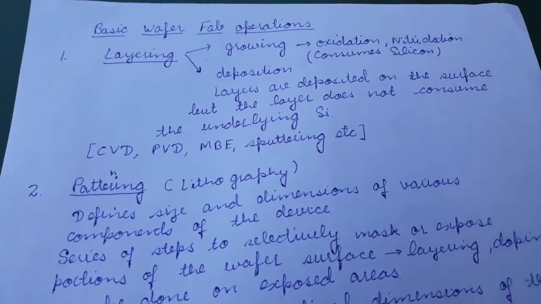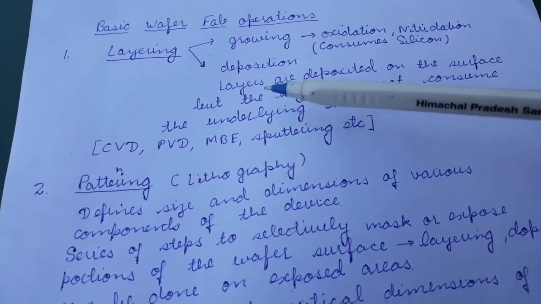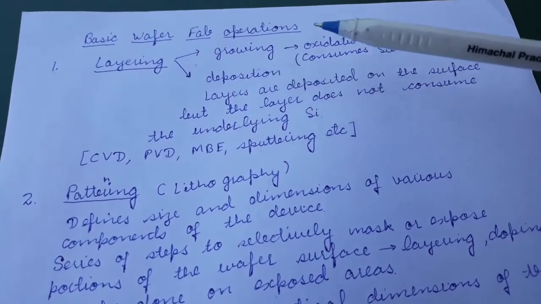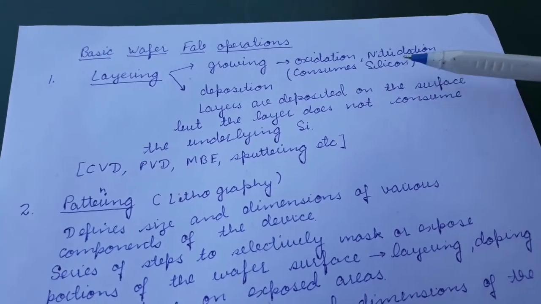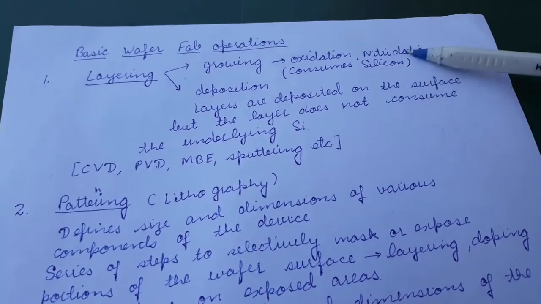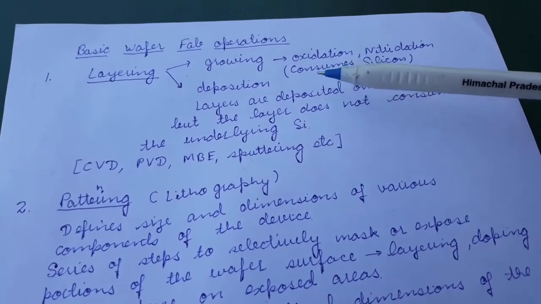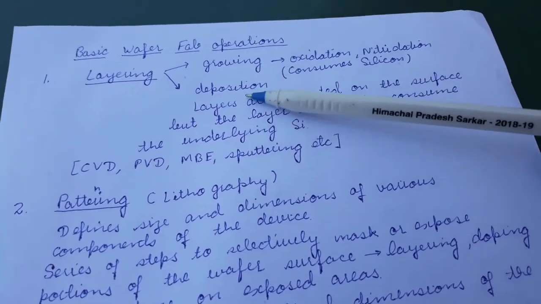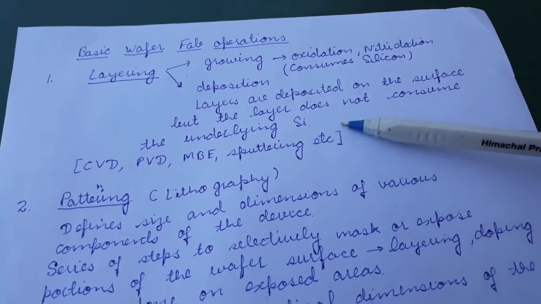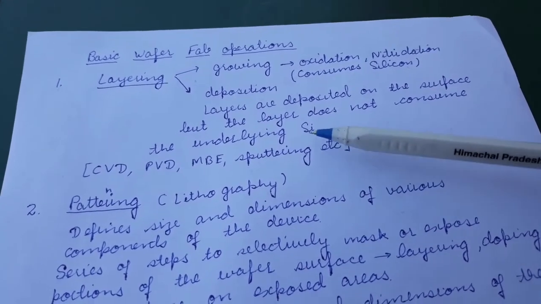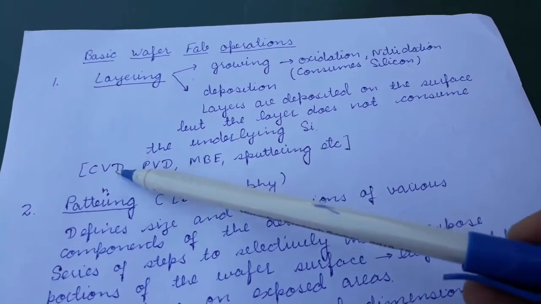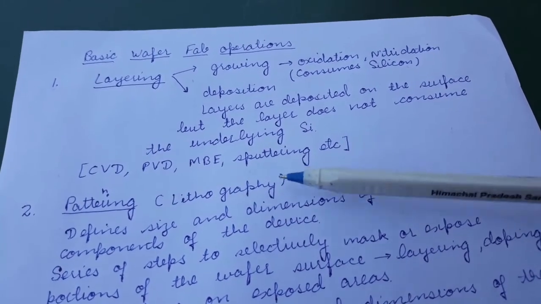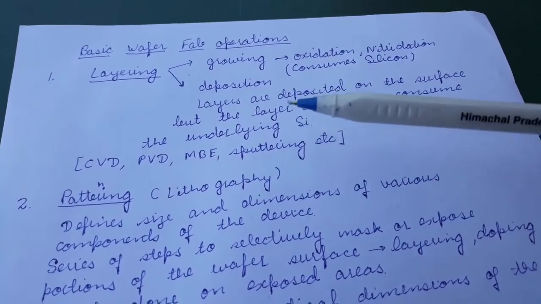First of all, what is the meaning of layering? Layering means adding some material to the substrate. Addition of material can be done either by growing a material or by depositing a material. Growing means, suppose we grow an oxide or a nitride over silicon, so silicon oxide or silicon nitride will be on silicon. The silicon will be consumed in this process; that is why it is called growth of a layer. Deposition means that the layers are deposited on the surface without consuming the underlying silicon. Various techniques used for deposition are CVD, PVD, that is chemical vapor deposition, physical vapor deposition, molecular beam epitaxy, sputtering, etc. We will discuss these in detail at a later stage.